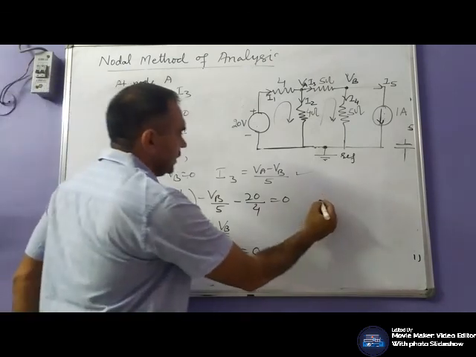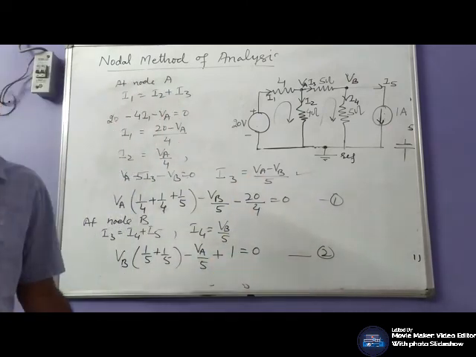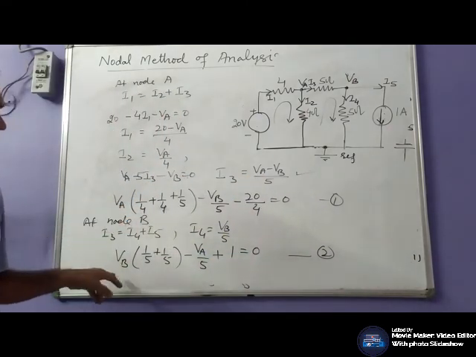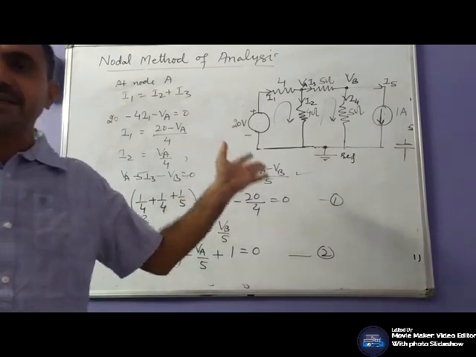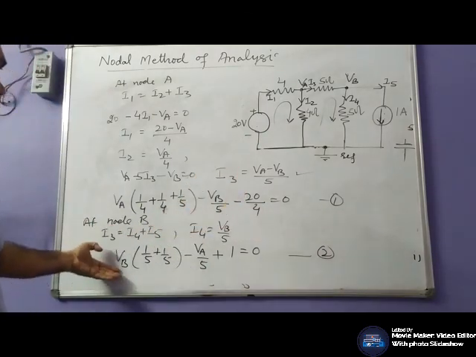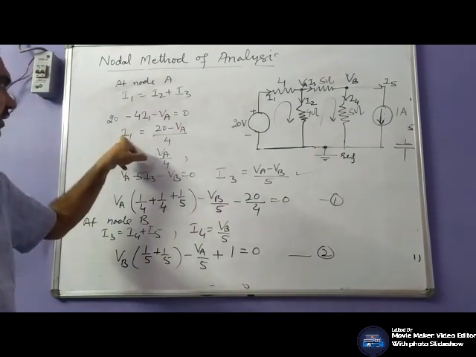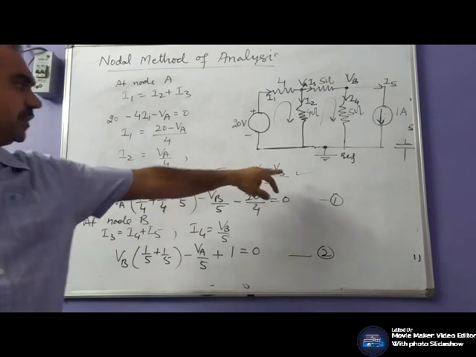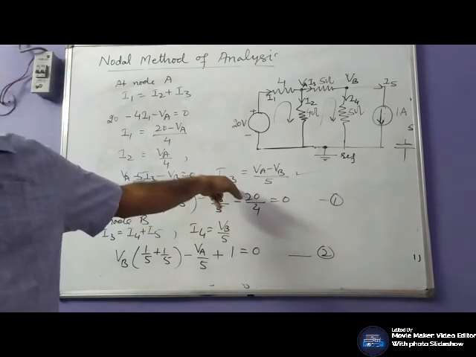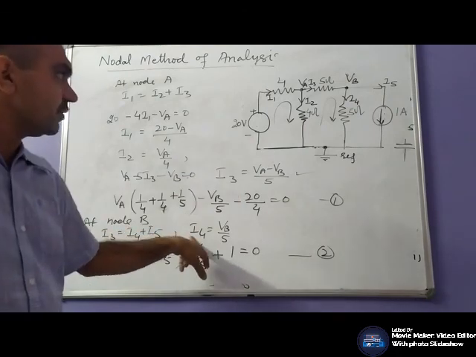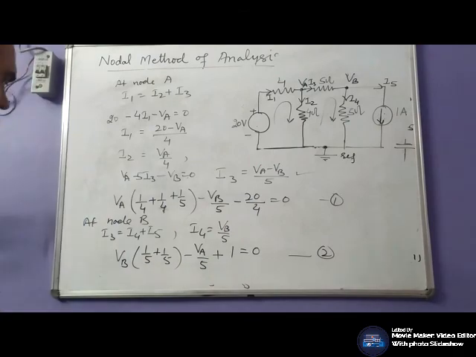Simplify equation numbers 1 and 2 for VA and VB. Once you get VA and VB, you can find out current I1. If VA is known, you can find I1 and I2, and if VA and VB are known, you can find I3. Likewise I4. So you can have the branch currents.